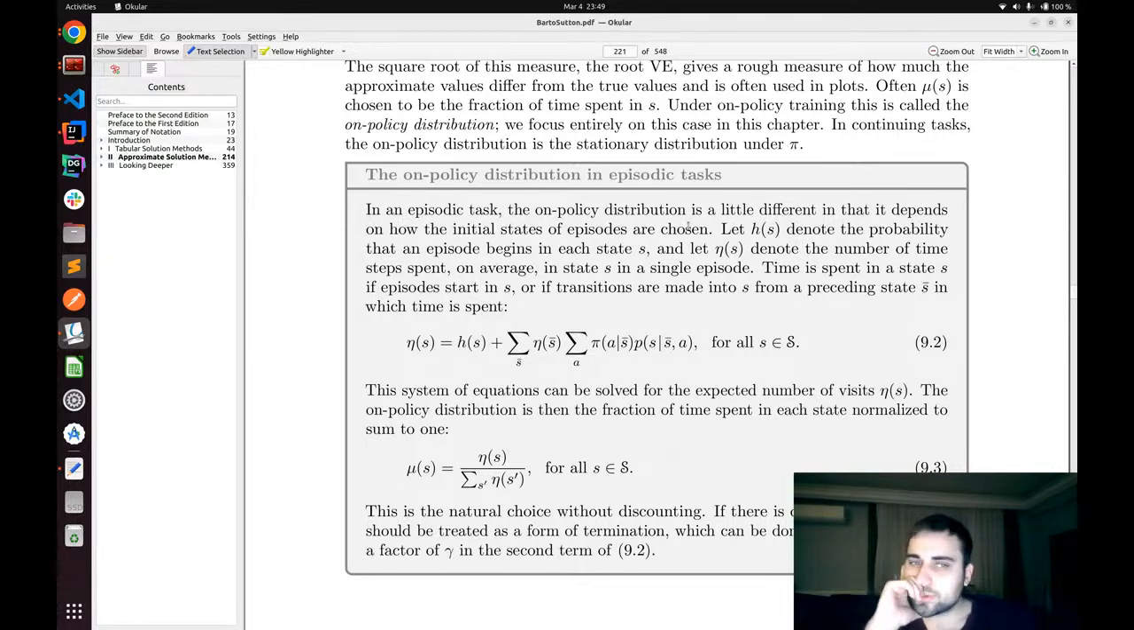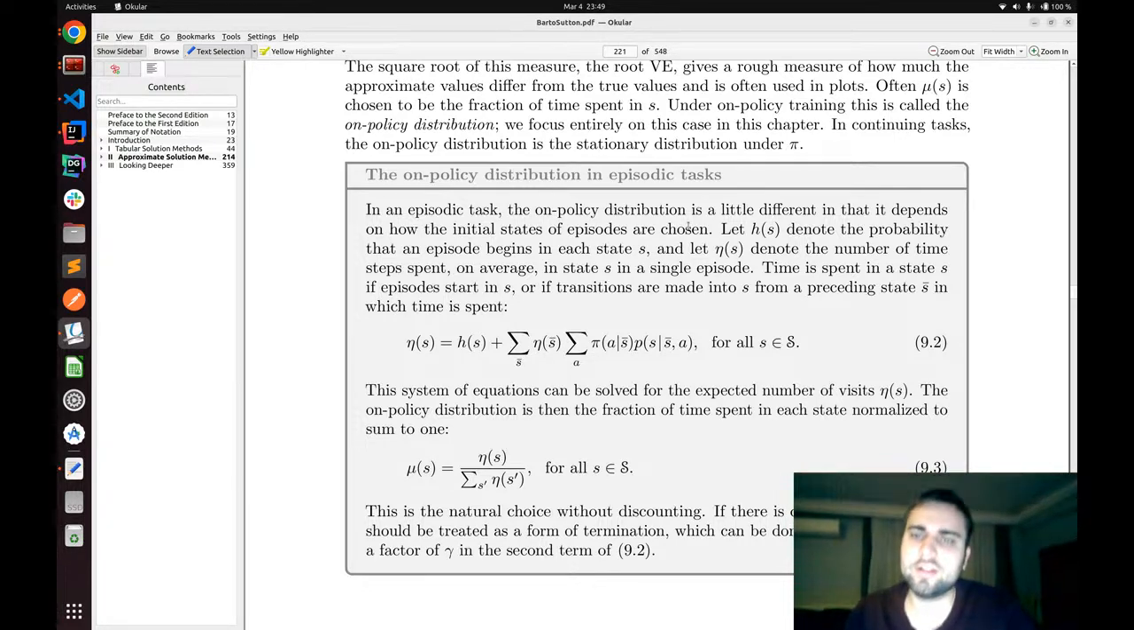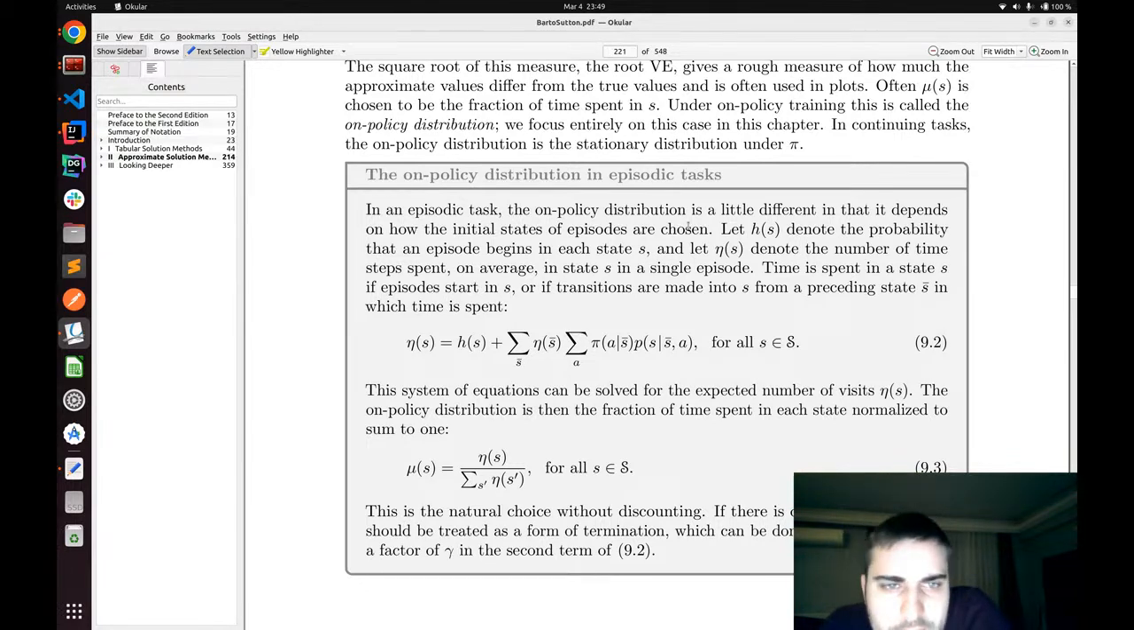Let h of s denote the probability that an episode begins in each state s. And let n of s, or whatever that's rho, I don't know, denote the number of time steps spent on average in state s in a single episode.